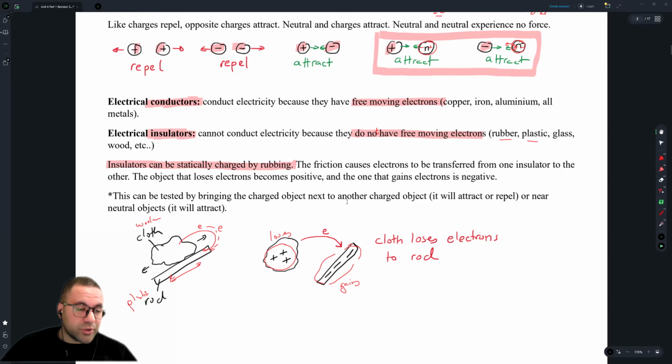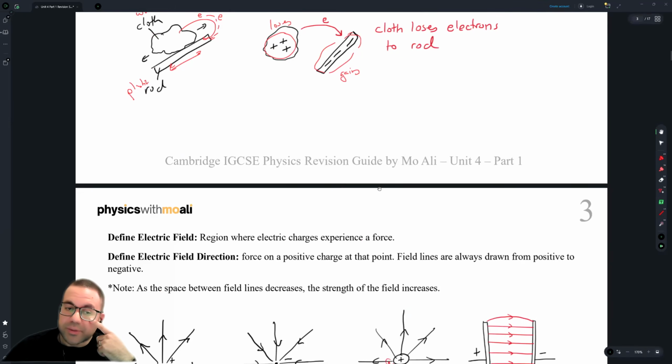You cannot do this with conductors, by the way. And this is something that was removed from the syllabus in 2023. How do we charge conductors? It's a method called induction, but it's not part of our curriculum anymore. Okay? So keep that in mind.